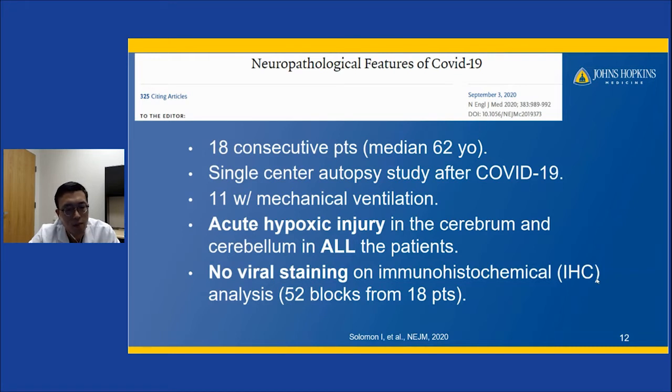This study came out from Brigham, Boston, earlier in 2020, September 3rd, and looked at 18 consecutive patients with median age of 62, a single-center autopsy study after COVID-19, and 11 of 18 were mechanically ventilated. And surprisingly and interestingly, all 18 patients had acute hypoxic injury in the cerebral cortices or cerebellum. And there were no other injuries found in this single-center study.